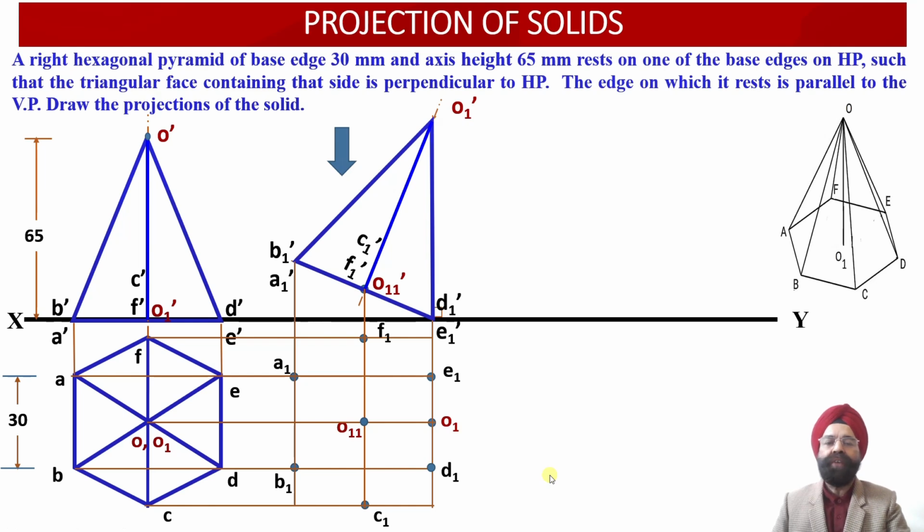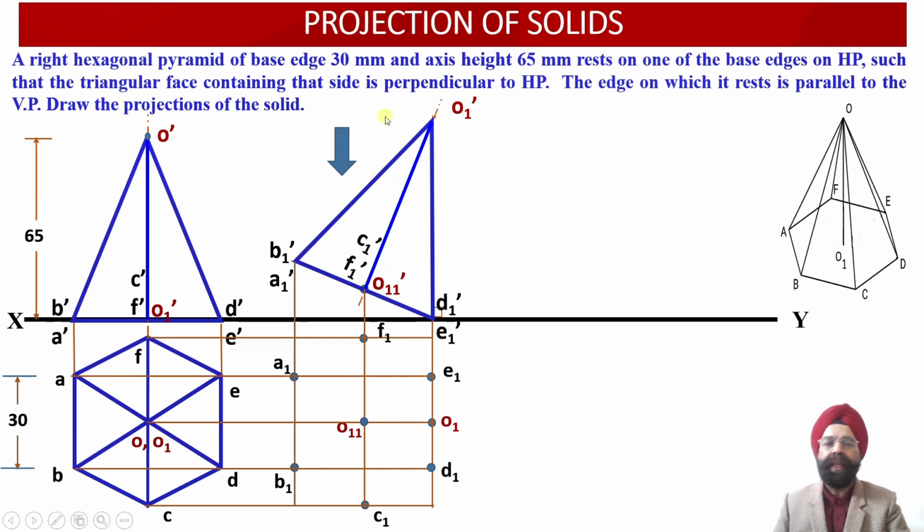Now which of the edges we have to join? A1 B1, B1 C1, C1 D1, D1 E1, E1 F1 and F1 A1. And also we are required to join O1 A1, O1 B1, O1 C1, O1 D1, O1 E1 and O1 F1. Now which one of these edges should be drawn dark or using the object line? Which one of these edges should be drawn using hidden line or the dotted line?